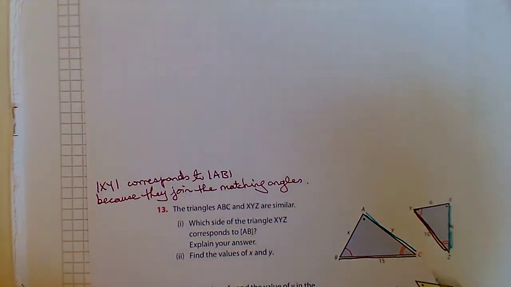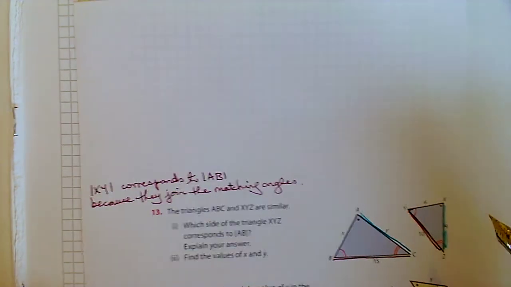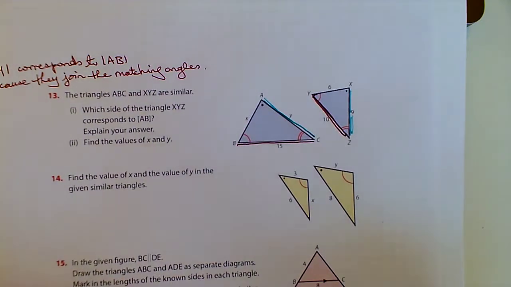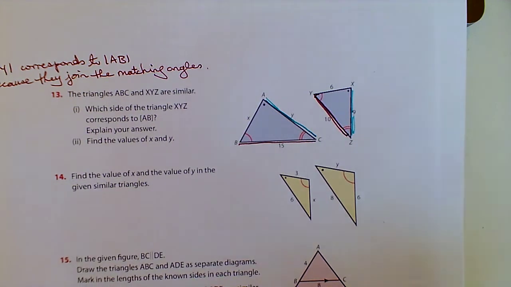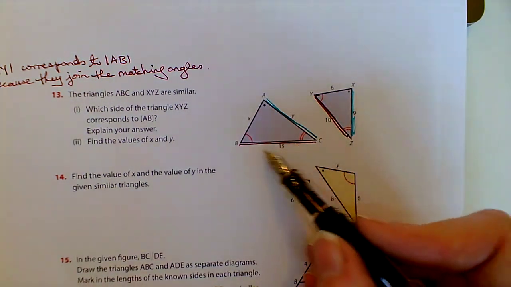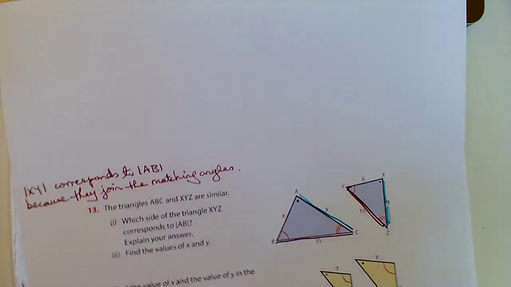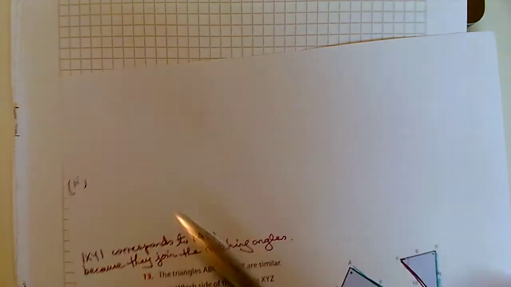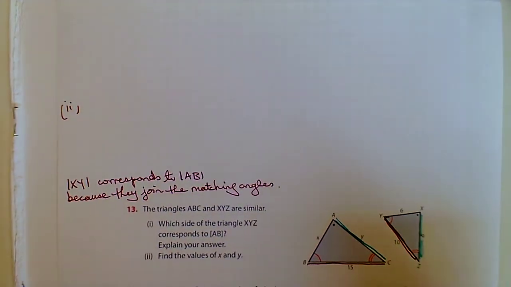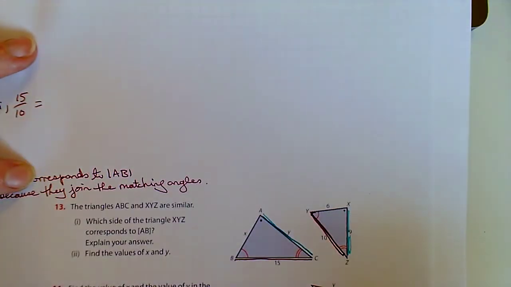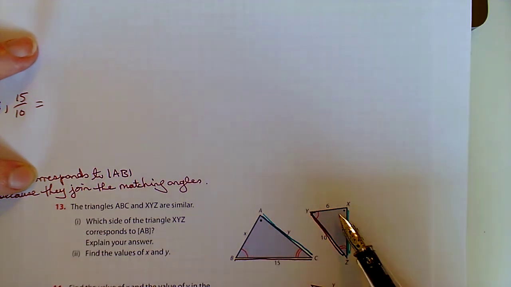Okay, so the line AB joins the single line and the dot, and the line XY joins the single line and the dot as well. Find the values of X and Y. So just like we've done before, which side has two numbers? The red sides. And we'll do the bigger one over the smaller one. It doesn't really matter. So for part 2 here, I'm going to have 15 over 10. 15 over 10 is equal to, and we want to find x, so x over 6.